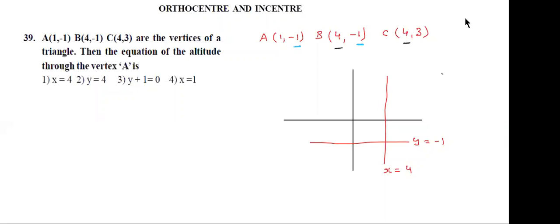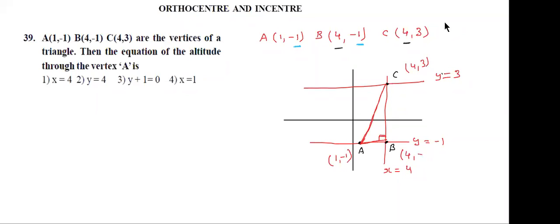Now students observe here. This is x = 4, y = -1. And another point is there, C (4, 3). So this is y = 3. Now students see here. Point A is (1, -1), and point C is (4, 3), and point B is (4, -1).